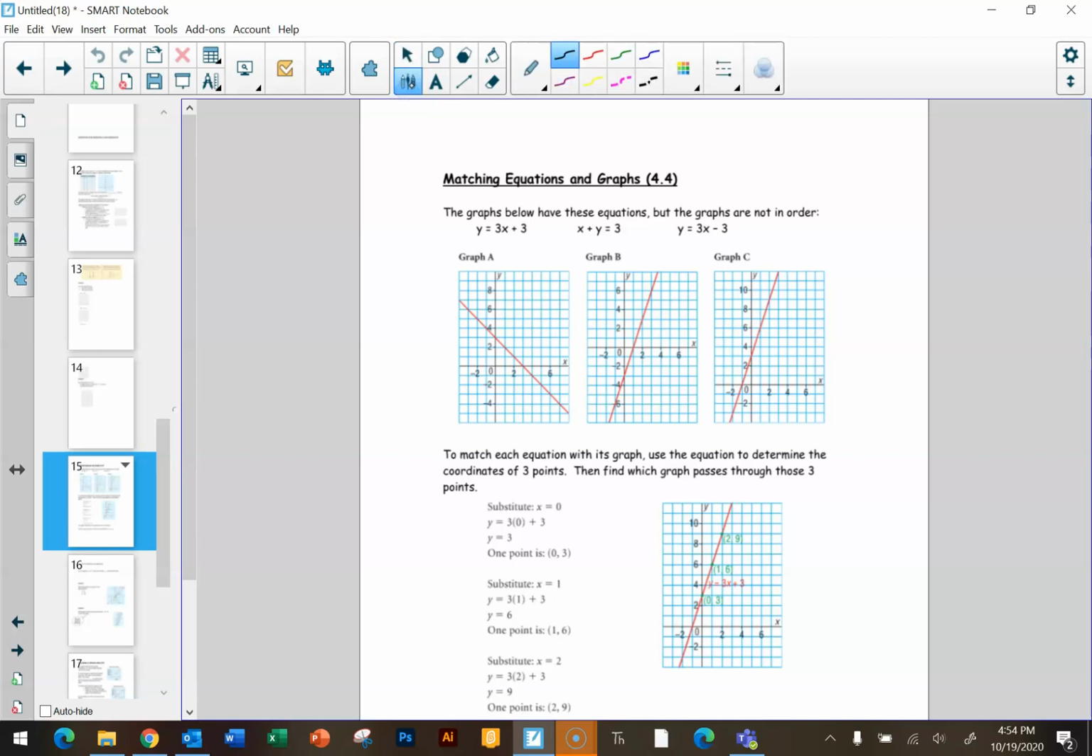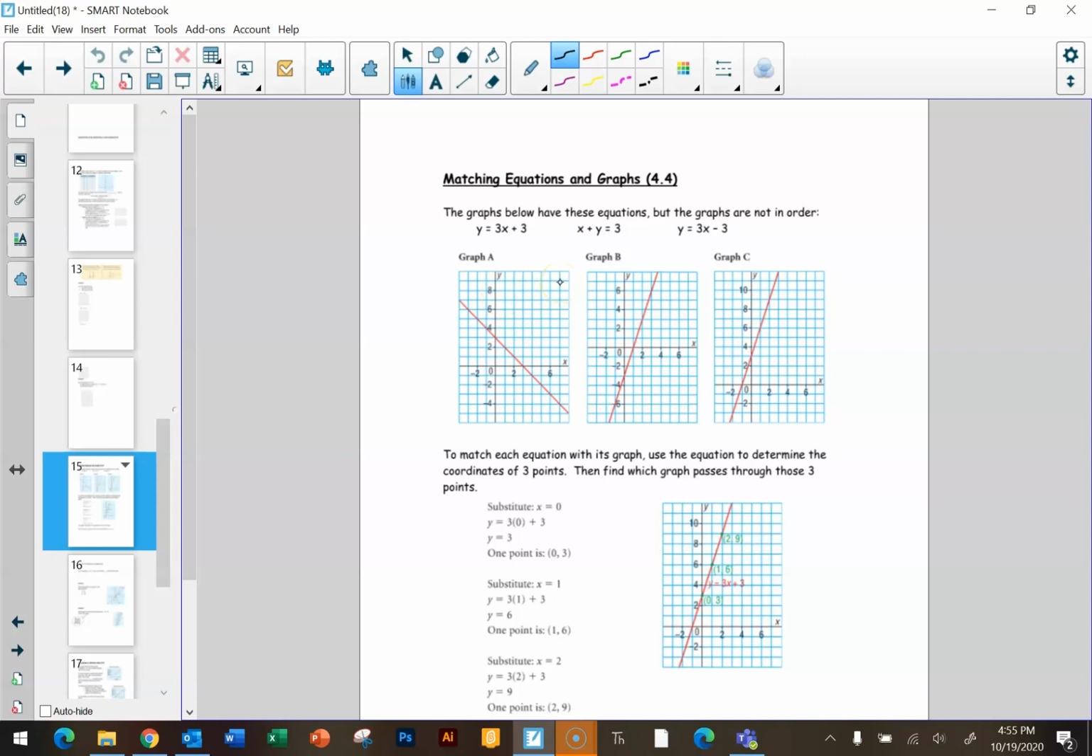Hi students, today we are going to be looking at 4.4, which is matching equations and graphs. So obviously we're going to be looking at these equations right here and the graphs below, and we're going to see if we can match up which way the lines go for each of these particular equations.